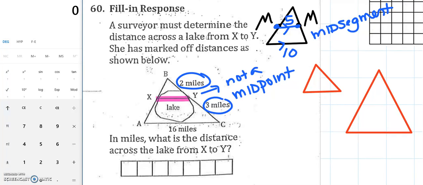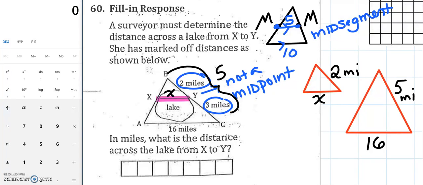Now let's match up the information that I have. So I have XY, which is what I'm looking for. I'm just going to call it x. All right, I'm going to put that x there. Now the bottom side of my big triangle is 16. The right side of my little triangle, that's the 2 miles. And then the entire right side of my big triangle, be careful here, the entire right side of BC is 2 plus 3, so it is 5 miles.